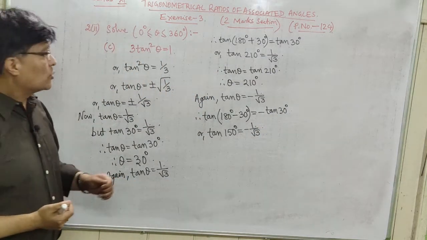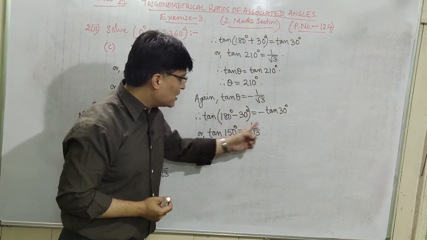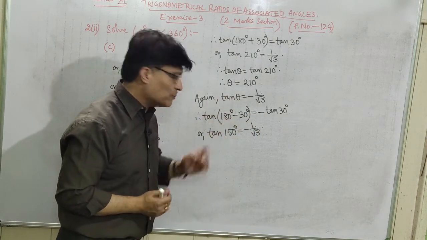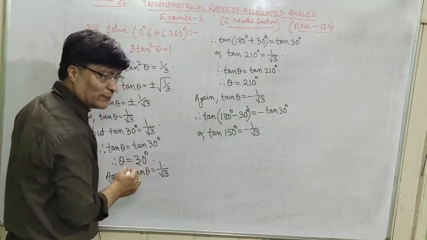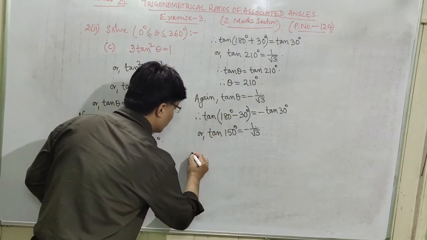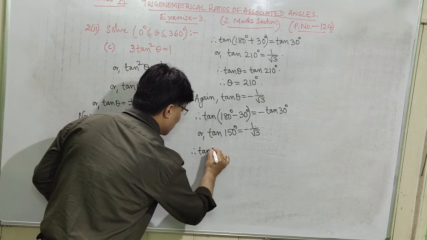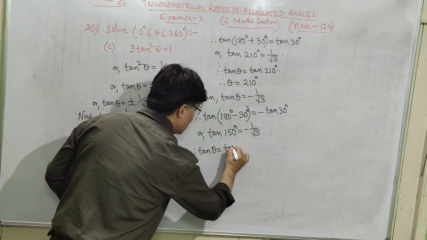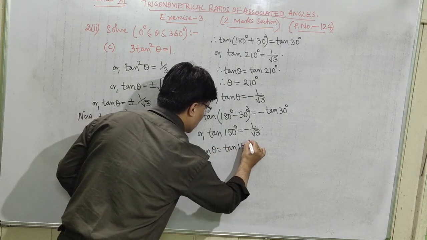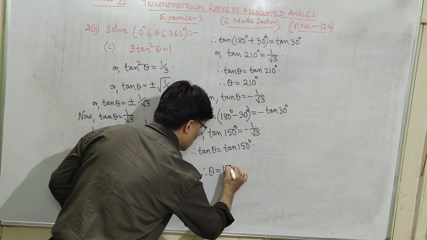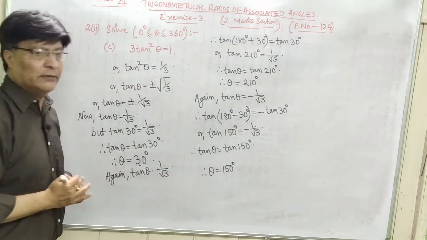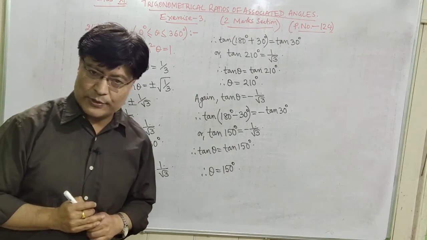Okay. So now since the right hand sides are equal, the left hand sides must be equal, isn't it? Both are minus 1 by root 3. So you can equate these two. Therefore tan theta is equal to tan 150 degree. So therefore theta is equal to 150 degree. So I think you have understood it.